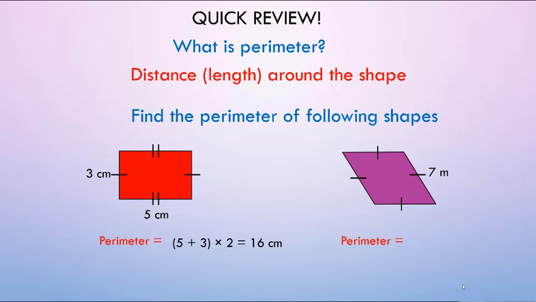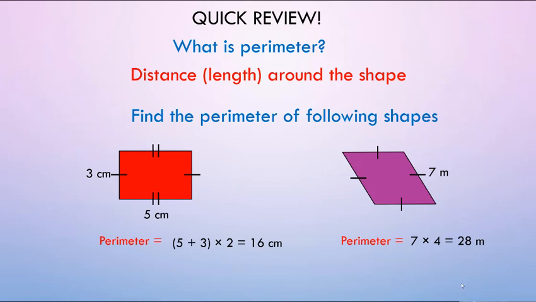And the second shape, what shape is this? Yes, it's rhombus. And we have the length of only one side. But that's right, that's all we need, because rhombus has all four sides of equal length. So to find the perimeter, we can add all four sides, which are 7 meters each, or we can just multiply 7 4 times. So 7 times 4 is 28 meters. So perimeter of rhombus is 28 meters.